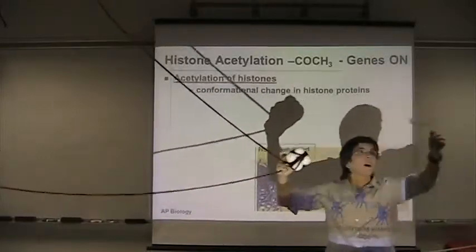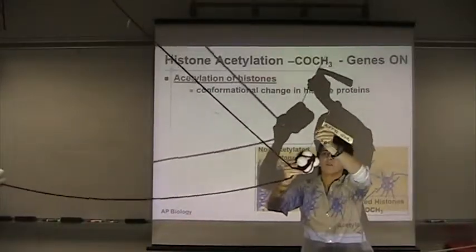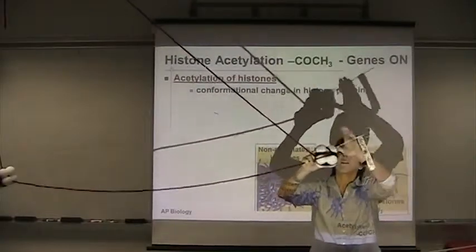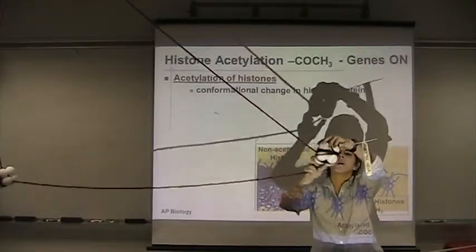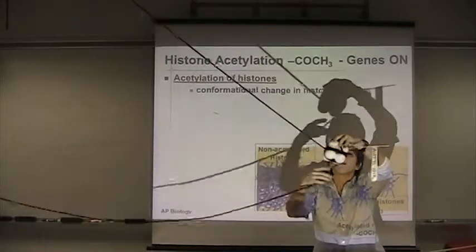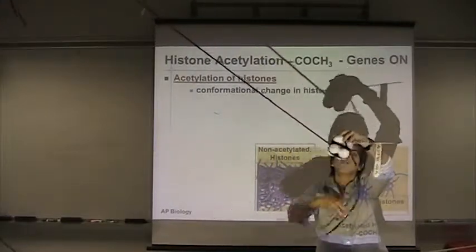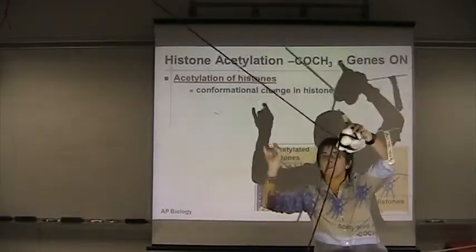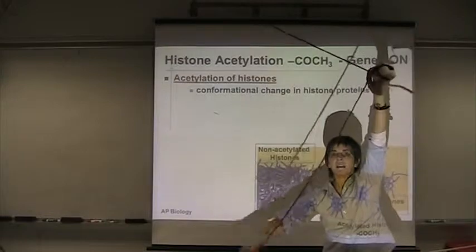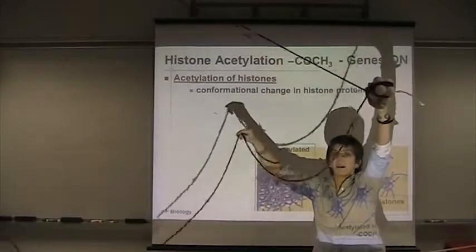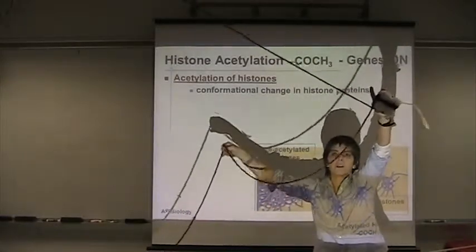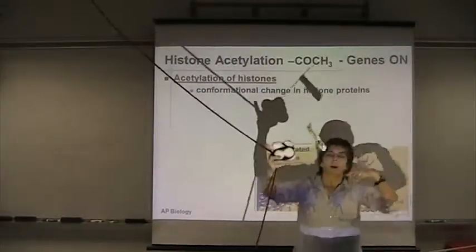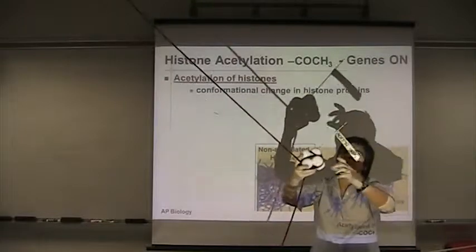However, if I attach an acetyl group, and there is an enzyme that specializes in doing that, if I attach an acetyl group to the histones, basically that changes the charge of the histones, and the DNA that is negatively charged is kind of repelled, unravels, and now these genes here are available for transcription. So histone acetylation is a critical component to allow for transcription to happen.